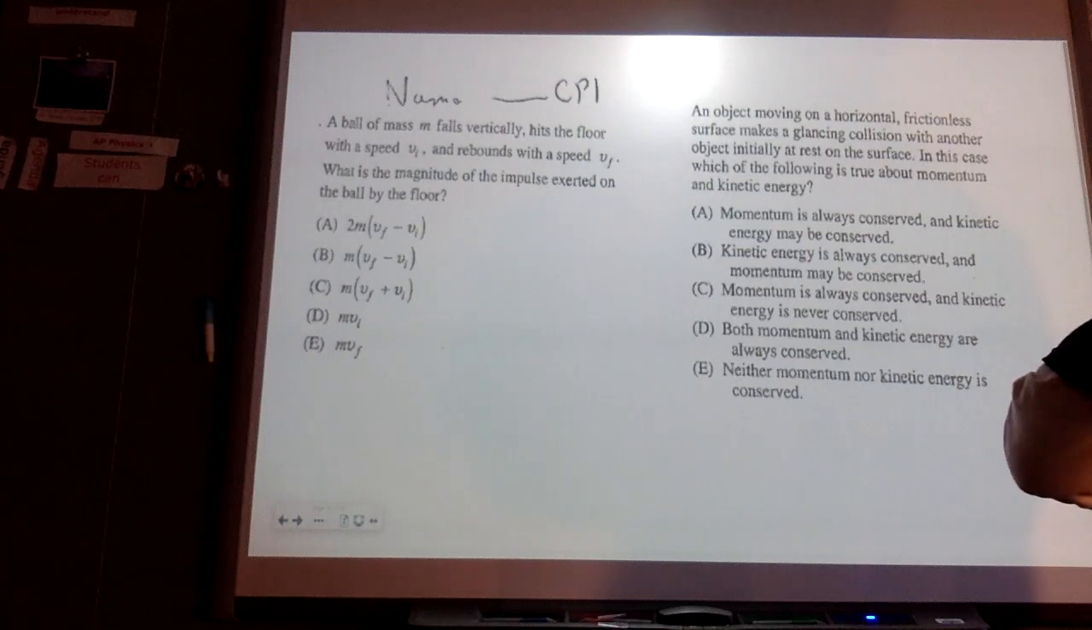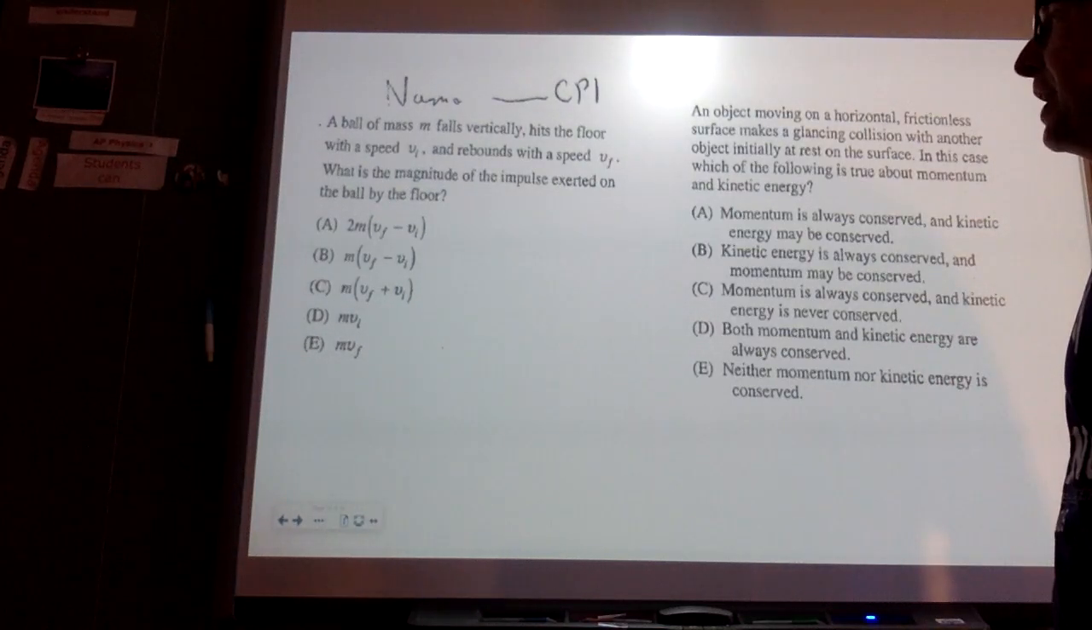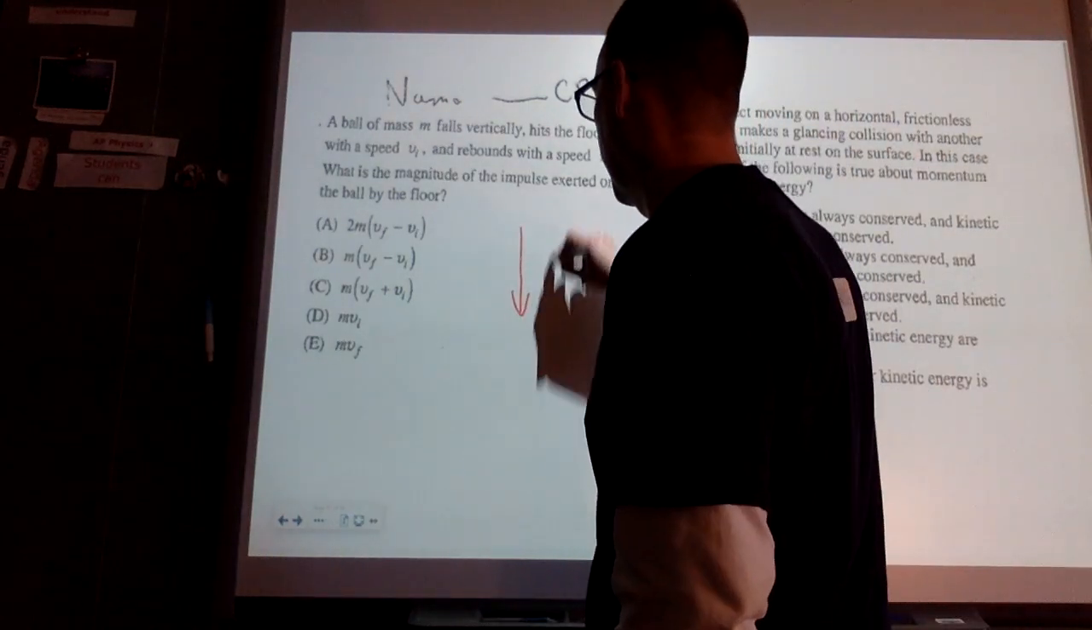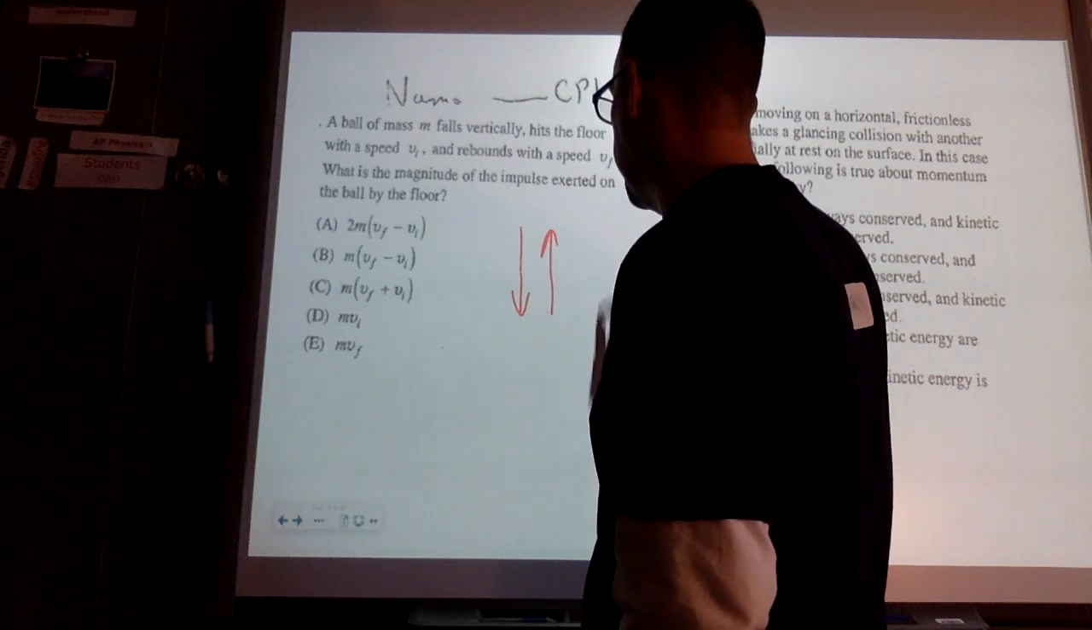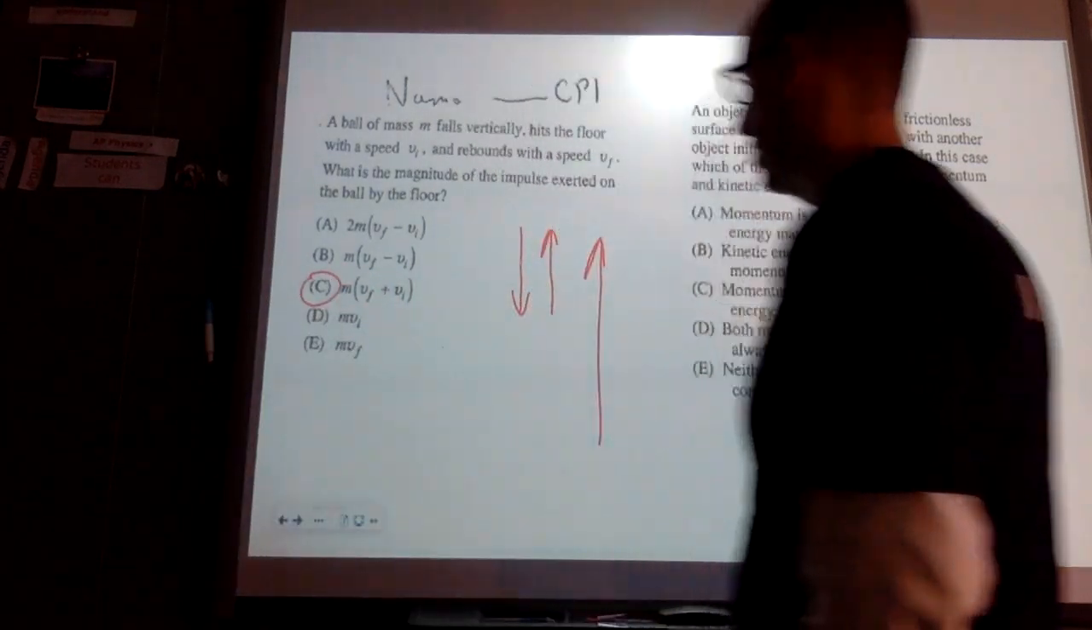A ball of mass m falls vertically, hits the floor with a speed of vi and rebounds to the speed of vf. What's the magnitude of the impulse? So that's going to be how much it changes. So if it goes like this, the change is actually the addition of the two.